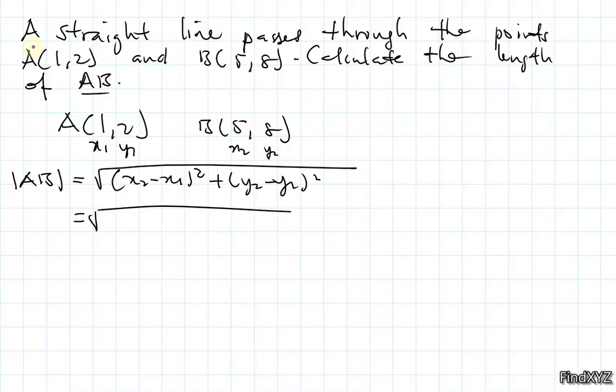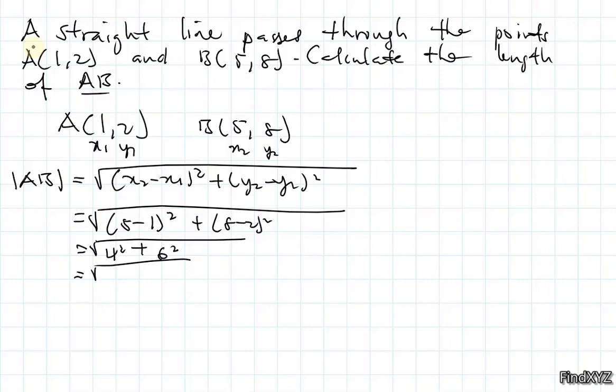Then we substitute this into the formula. So we have 5 minus 1 all squared plus 8 minus 2 all squared. Now what is 5 minus 1? That will give us 4 squared plus 8 minus 2, that will give us 6 squared. Now 4 squared will give us 16. 6 squared will give us 36. Then 16 plus 36 will give us 52.